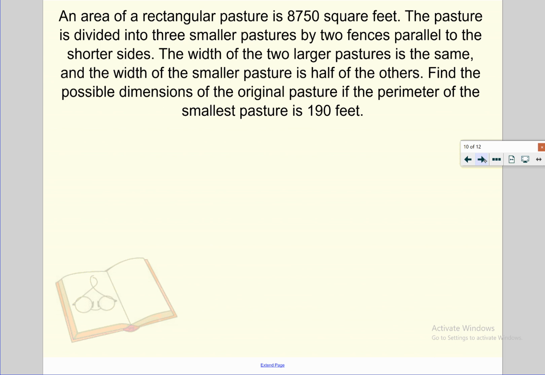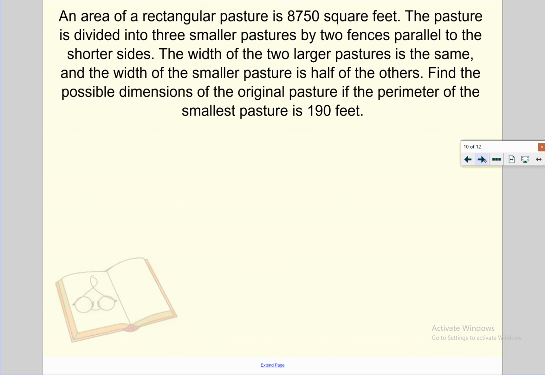The pasture is divided into 3 smaller pastures by 2 fences that are parallel to the shorter sides. The width of the 2 larger pastures is the same, and the width of the smaller pasture is half that of the others. Find the dimensions of the original pasture if the perimeter of the smaller pasture is 190. Okay, we absolutely need a picture for this.